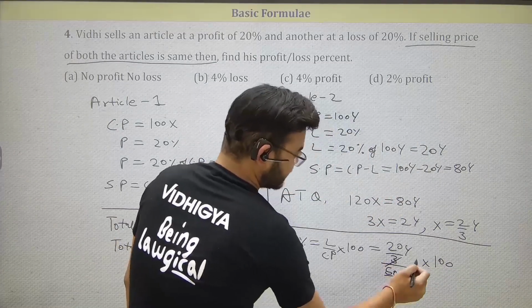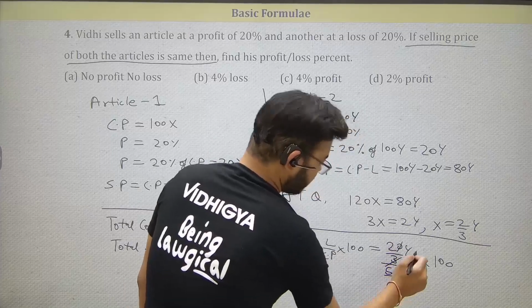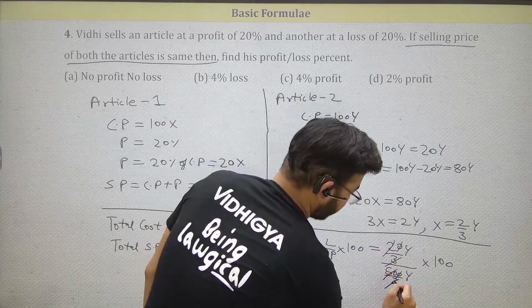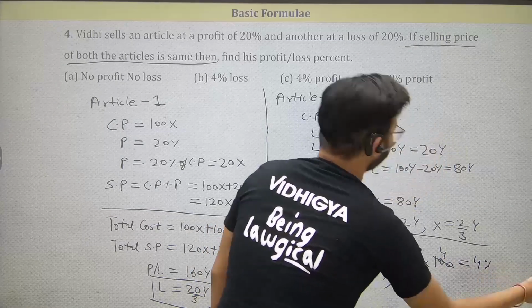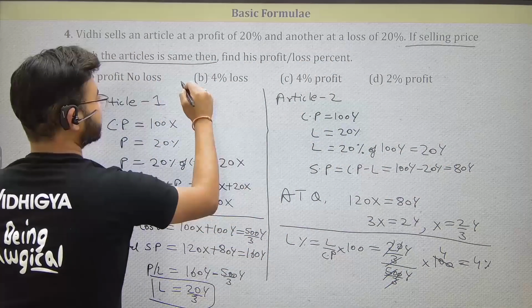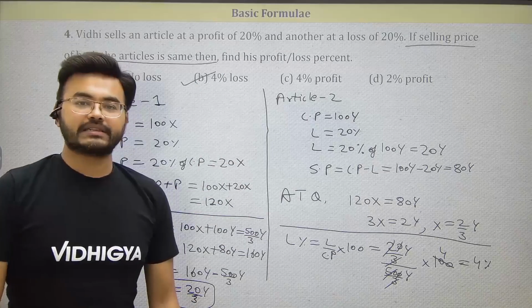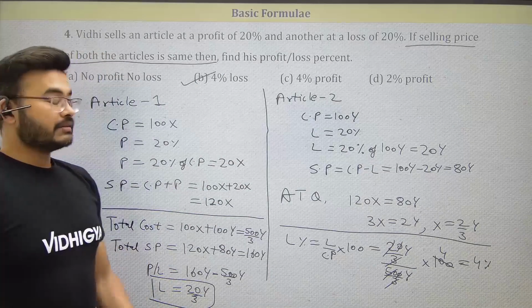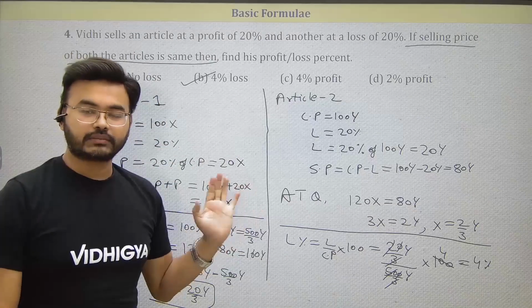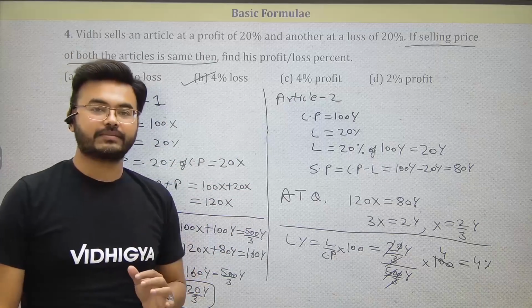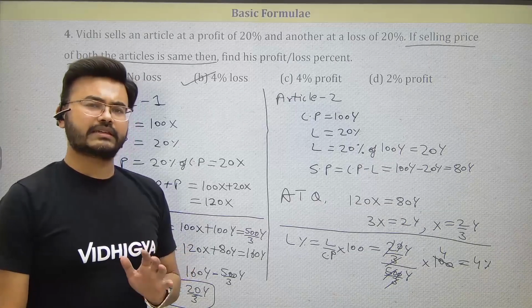So this gets cancelled out. This gets cancelled out. This becomes 25, 25 times 4. So this becomes a loss of 4%. So the answer will be B, 4% loss. This is a very important question. If you are able to solve this question, that means your basic concepts of profit and loss are clear.